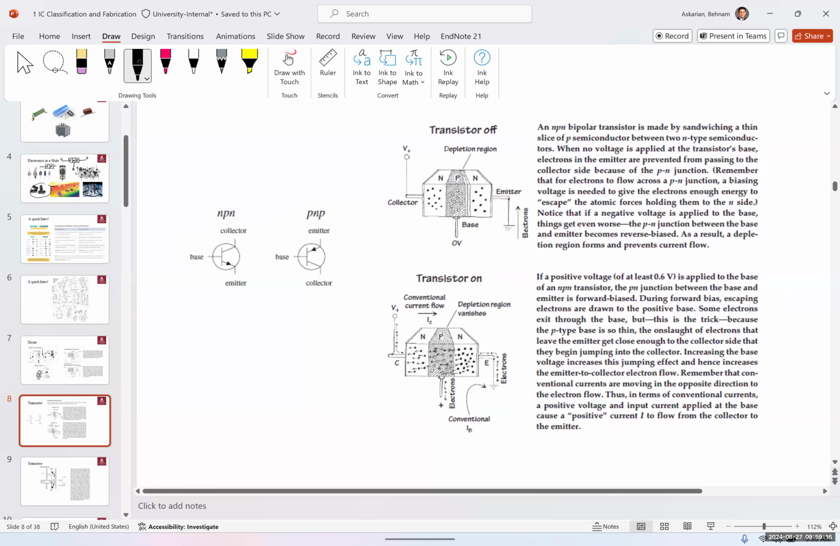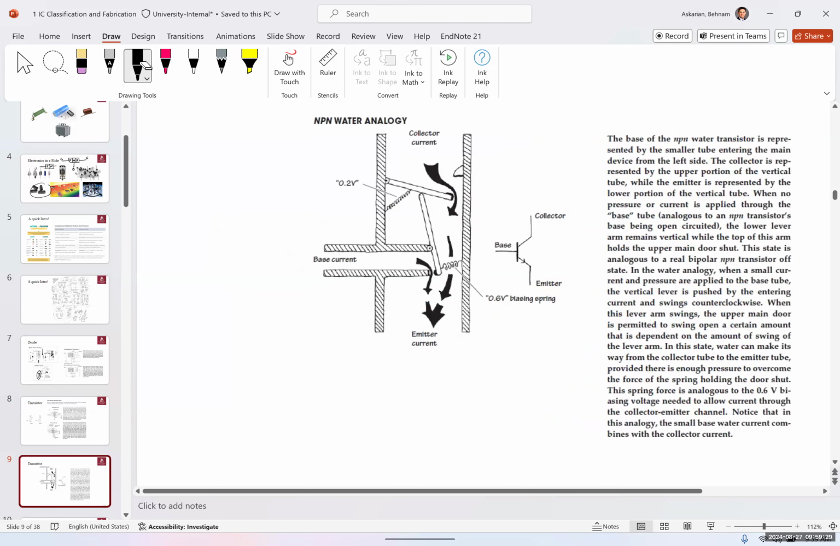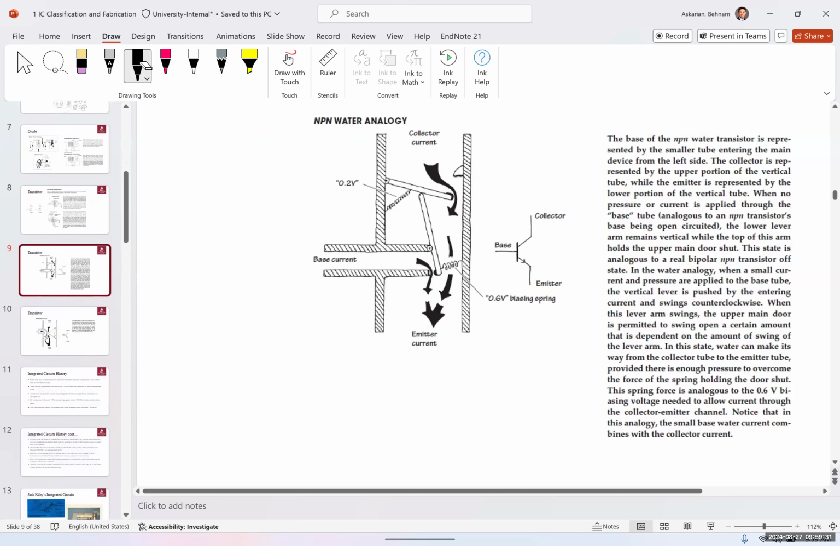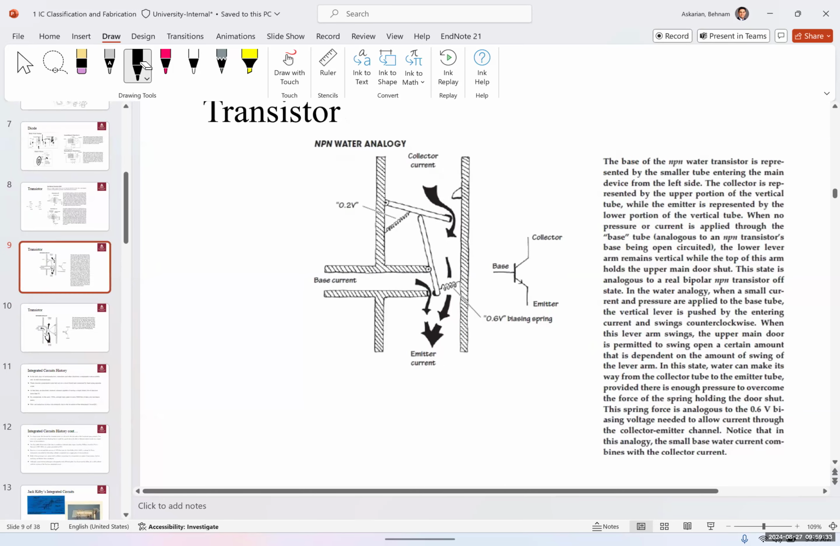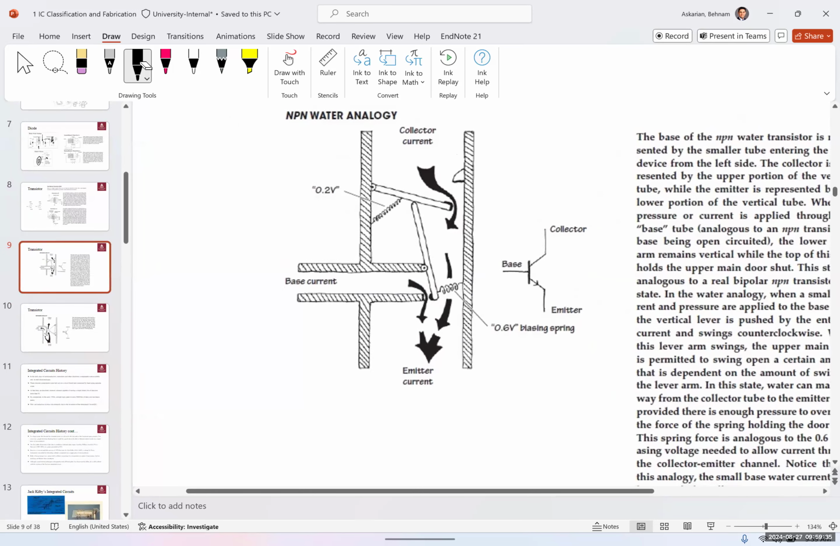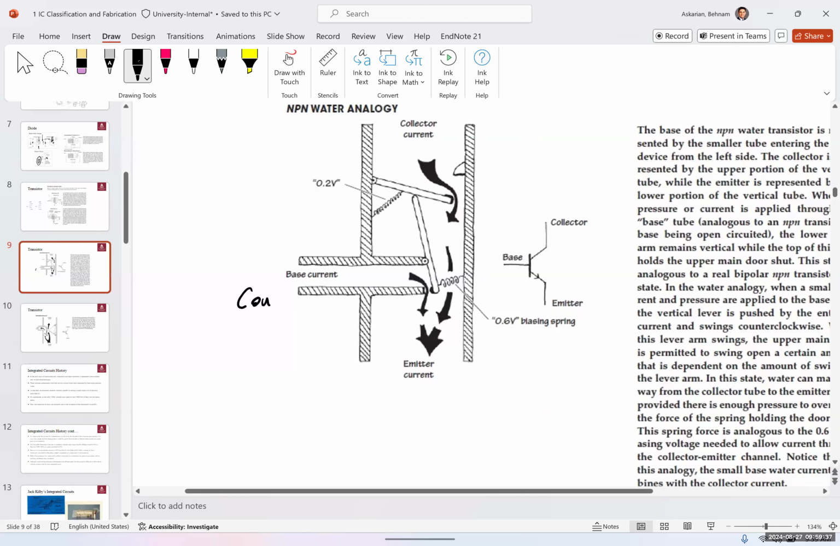Transistor, again, it's the same as a diode, but has an extra doped layer. Actually, you can build a diode out of a transistor. If you simply connect these two together, you can make a diode out of a transistor. The water analogy for the transistor is like this. You have a base current, or the control, I can say. This is the control.